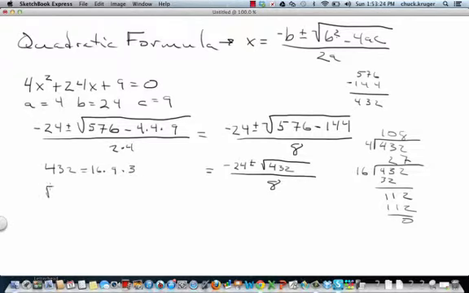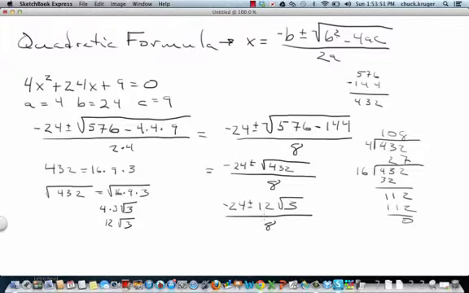So when I take the square root of 432, that's the same as the square root of 16 times 9 times 3. Square root of 16 is 4. Square root of 9 is 3. And I'm left with the square root of 3, and 4 times 3 is 12. 12 times the square root of 3. So I have a negative 24 plus or minus 12 times the square root of 3 over 8. All these are divisible by 4, so I get a negative 6 plus or minus 3 times the square root of 3 all over 2. And that's my answer.